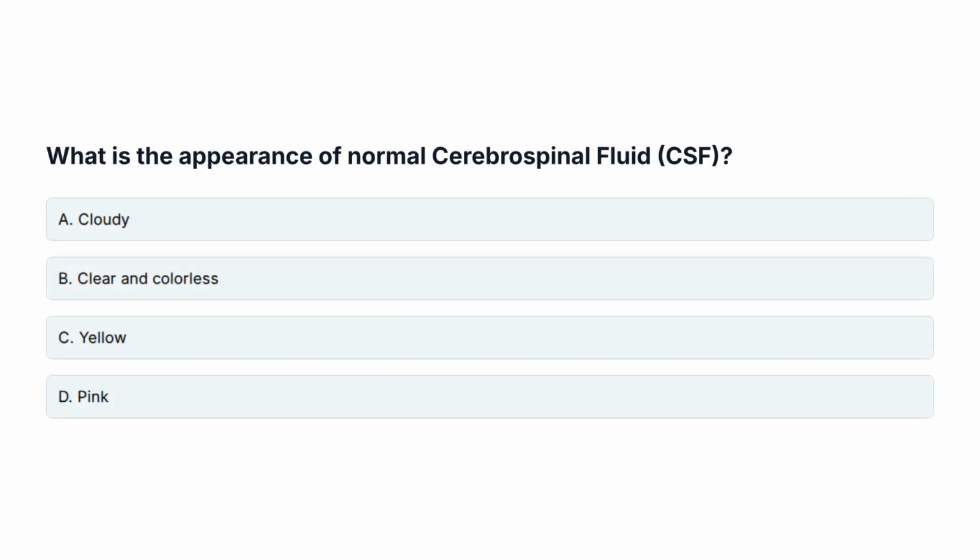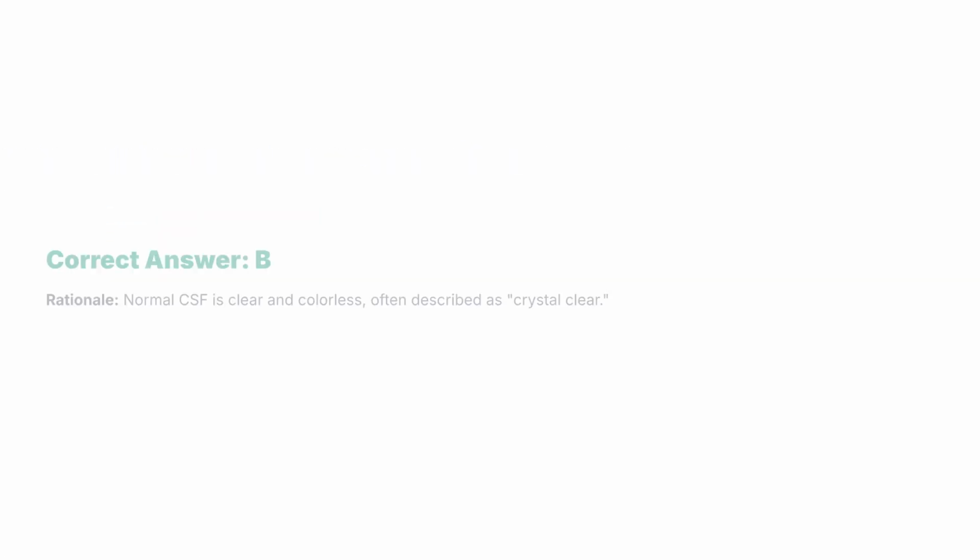Next, what is the appearance of normal cerebrospinal fluid, CSF? The correct answer is B. Normal CSF is clear and colorless, often described as crystal clear.